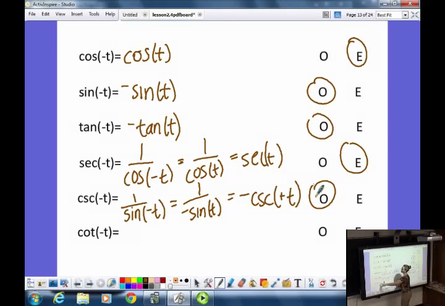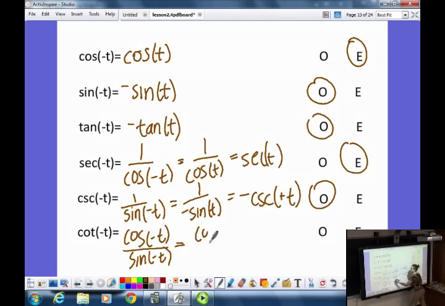So what's cotangent of the opposite of t? What's its ratio identity? Cosine of the opposite of t over sine of the opposite of t. So what is cosine of the opposite of t equal to? Cosine of t. Okay, so that's our numerator. What about our denominator? What is sine of the opposite of t equal to? The opposite of sine of t. Yep.